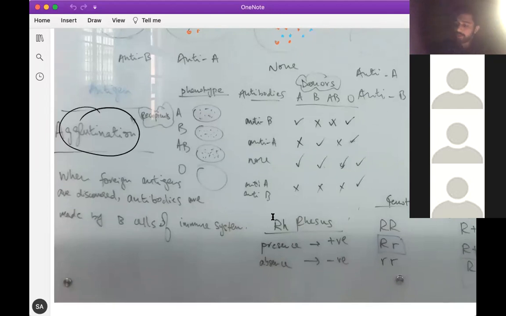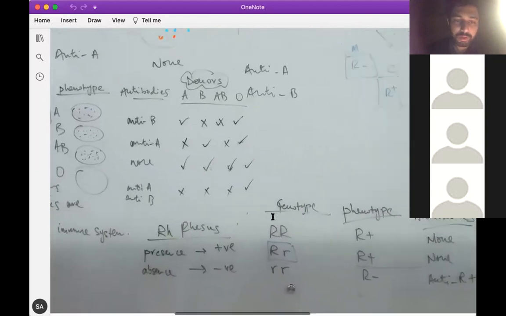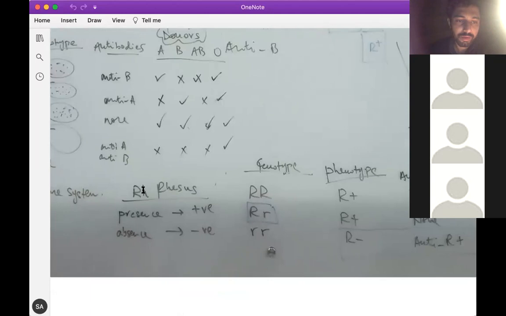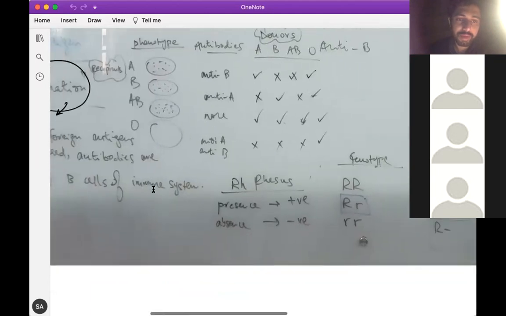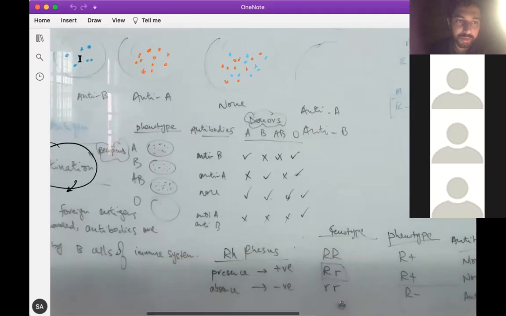Next up, we went into the discussion of rhesus proteins. What we said was that these rhesus proteins are also a protein. These are also proteins, attached on these same cells. This is a different protein, a different antigen, the rhesus protein. If the rhesus protein is present, we say that your blood group is positive. If the rhesus protein is not there, we say your blood group is negative.